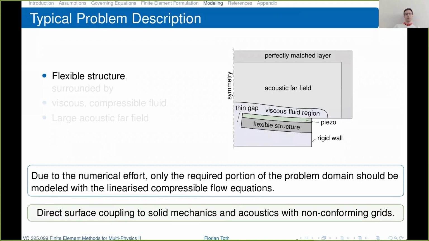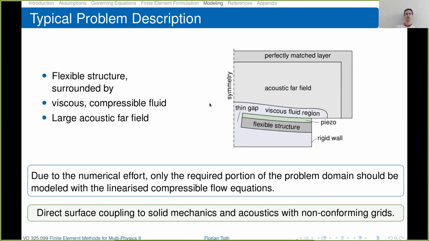So when you model, we have a typical problem description. First, we have typically a flexible structure that's often of interest, and it's surrounded by viscous compressible fluid. We have very small gaps that make it necessary to incorporate viscous effects. And typically, we also want to know the acoustic far field. So to save computational resources, we should switch to a more efficient wave equation type formulation as soon as possible.